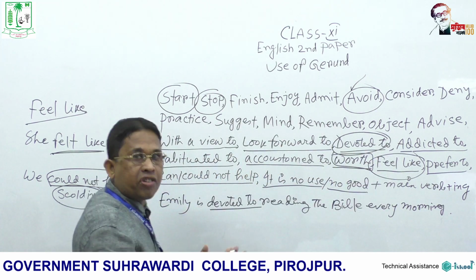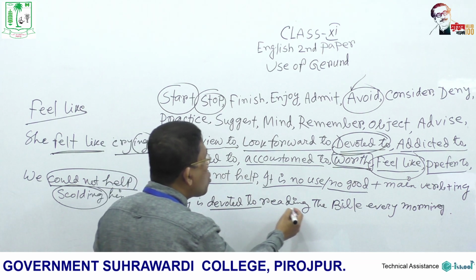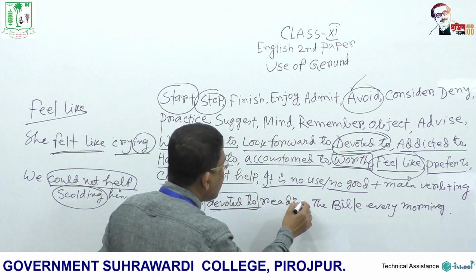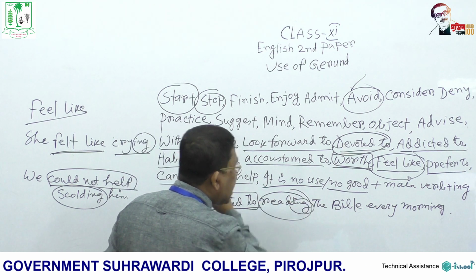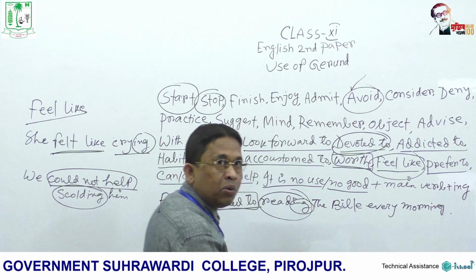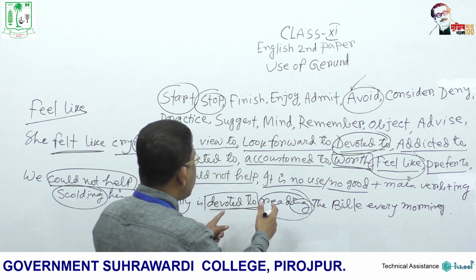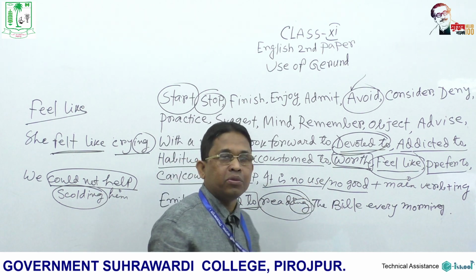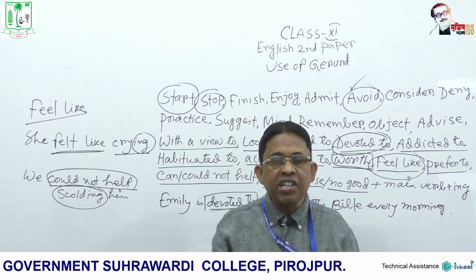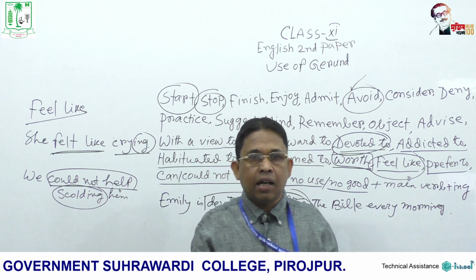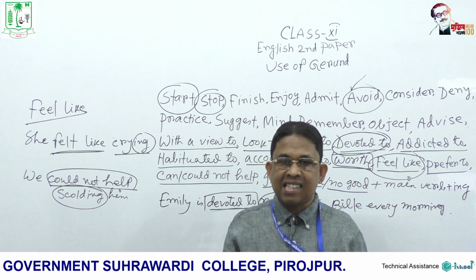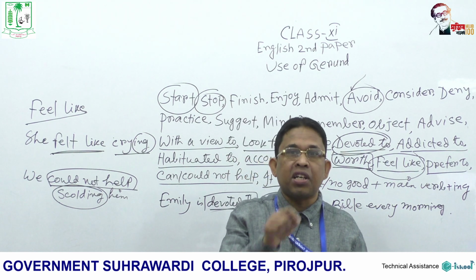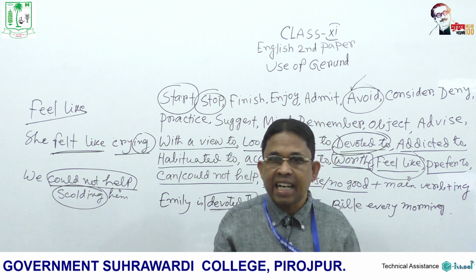Emily is a Christian girl. Suppose she is devoted to reading the Bible. Devoted to. After devoted to, you have to use gerund, and that is why I have used reading. That is the ing form. If you use here, Emily is devoted to read the Bible every morning, this is wrong. You have to use gerund after devoted to. Devoted to means physically or psychologically committed to, consecrated to, adhered to something, engaged in something good, dedicated to.